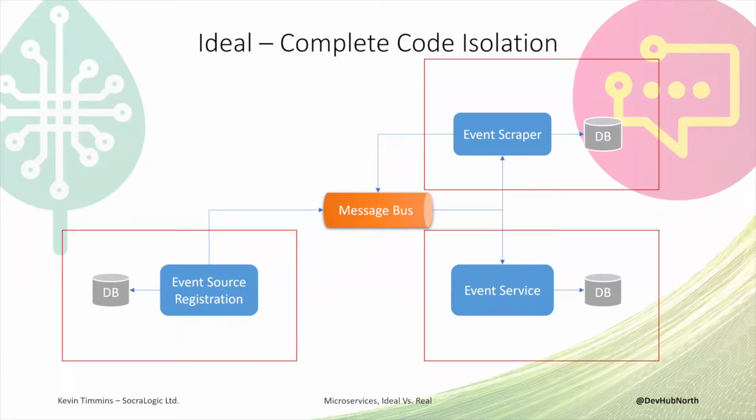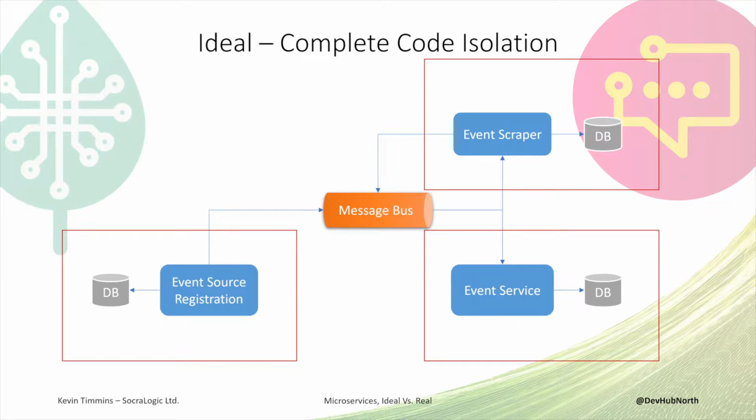So another ideal is this idea of complete code isolation. Everything's completely separated. All of your logic is separate and split into distinct pieces. There's no kind of domain bleed or anything like that. You've got no dependencies between them. Everything's nice and shiny, and everything works completely independently. So that's another dream, another ideal which is sold to us and we're told about with microservices.